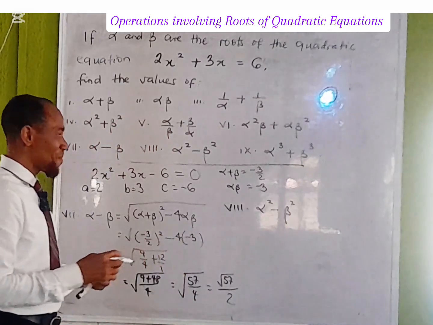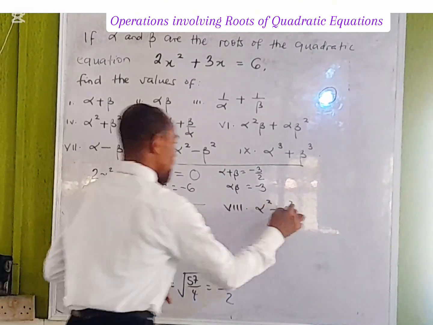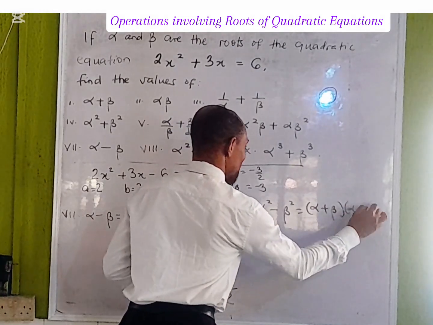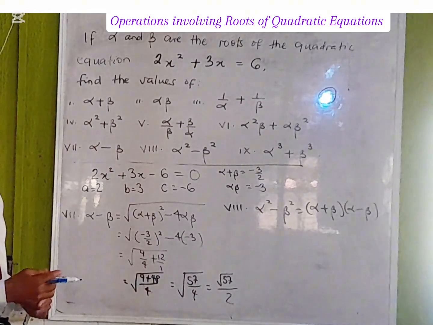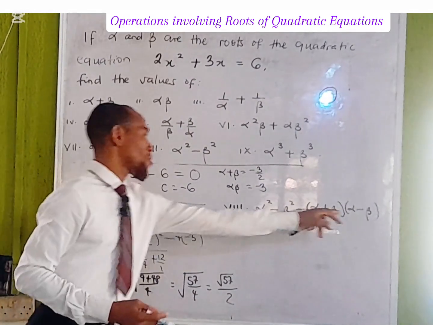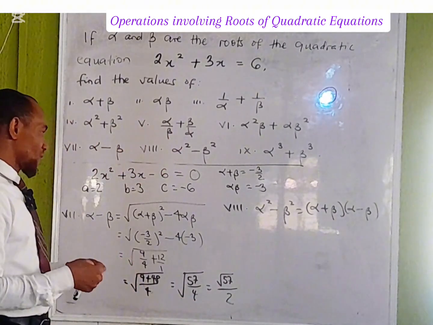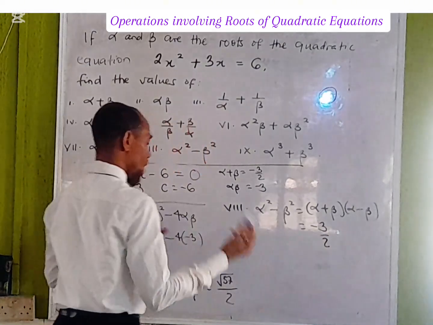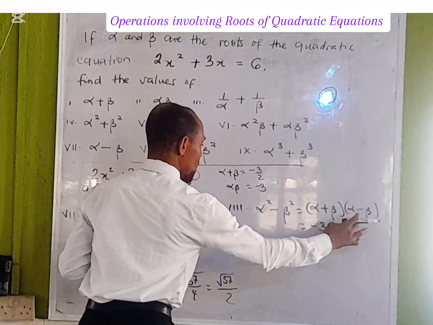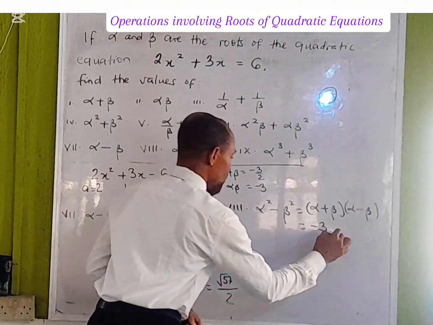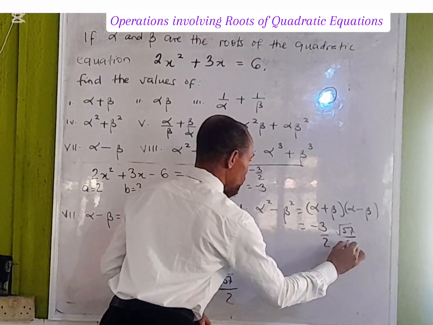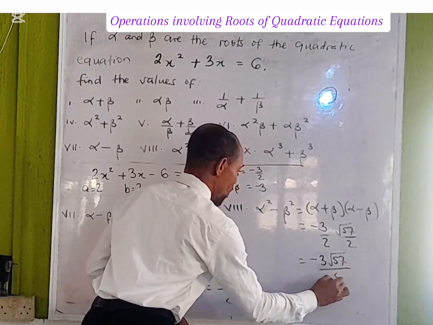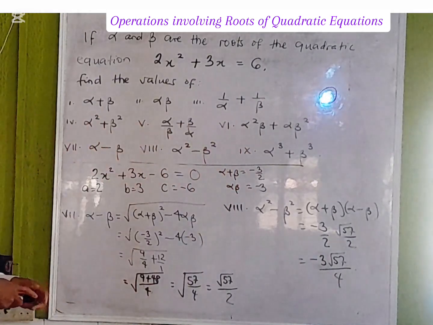Following number 7 closely, we have number 8, which is alpha squared minus beta squared. So this is basically difference of two squares. Remember, we have then alpha plus beta, then alpha minus beta. So we have it expressed as sum, even though there's no product here. But interestingly, we have our value for alpha minus beta from the last example. So alpha plus beta is minus 3 over 2, and alpha minus beta is just root 57 over 2. And that's actually minus 3 root 57 over 4.